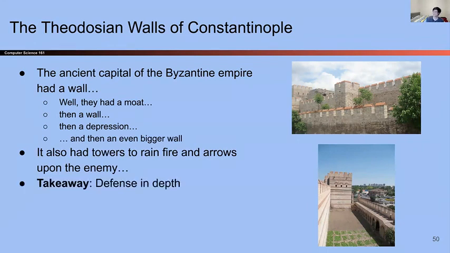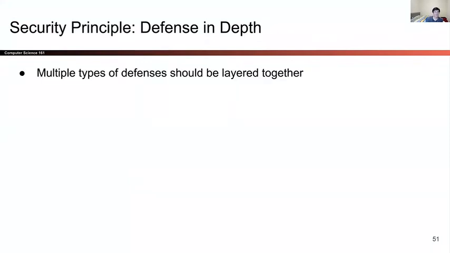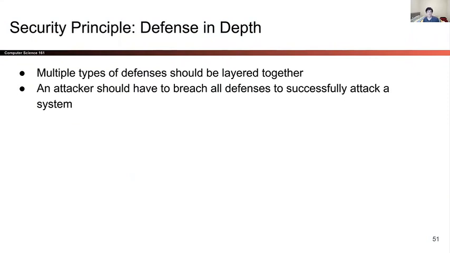And this is basically pointing towards defense in depth. We don't want to rely on just the wall or just the moat. We want to have these layered defenses in order to prevent the attacker as much as we can. Yes, and then the Ottomans cannonballed them away. Oh well. We want to layer multiple types of defenses together. And this means that in theory, the attacker has to breach all the defenses in order to actually be able to attack the system.